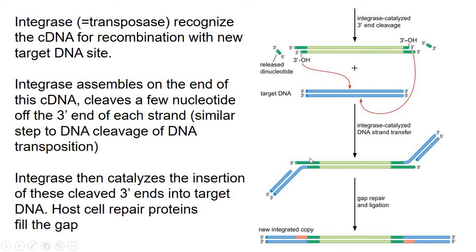Once this happens, the gap will be repaired by the host's repair machinery. It will fill the gap by DNA polymerase, and ligase will seal the nick. And now this has been inserted into here. And these are the duplicated repeats, the direct repeats that transposable elements create in the DNA molecule wherever they insert.